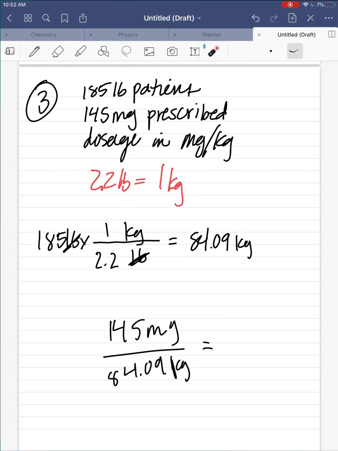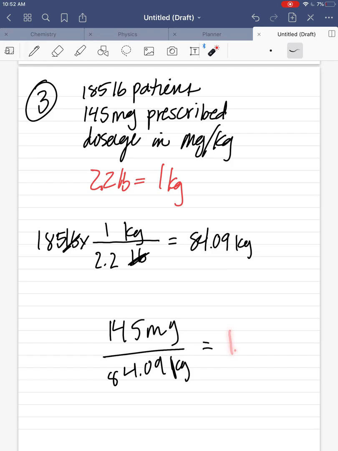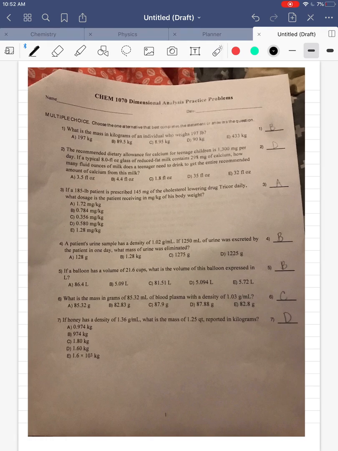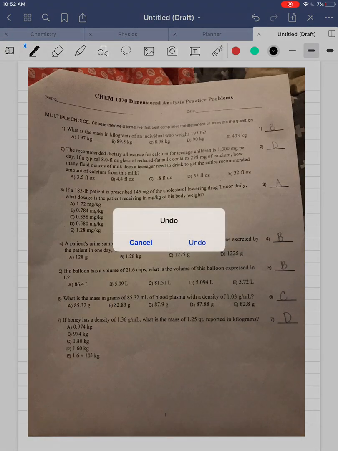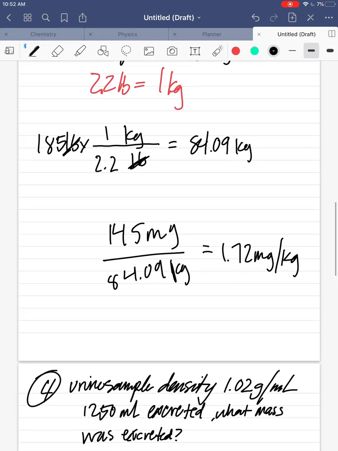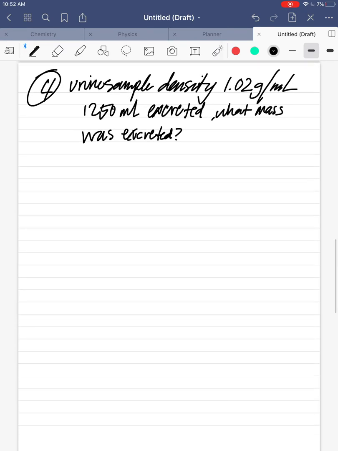1.72. Oh, that is the laser pointer. Hold on. 0.72 milligrams per kilogram. Okay, let's go see if I got this correct. That is correct. Good job. Okay, all right, that's correct. Look at me, I'm so proud.